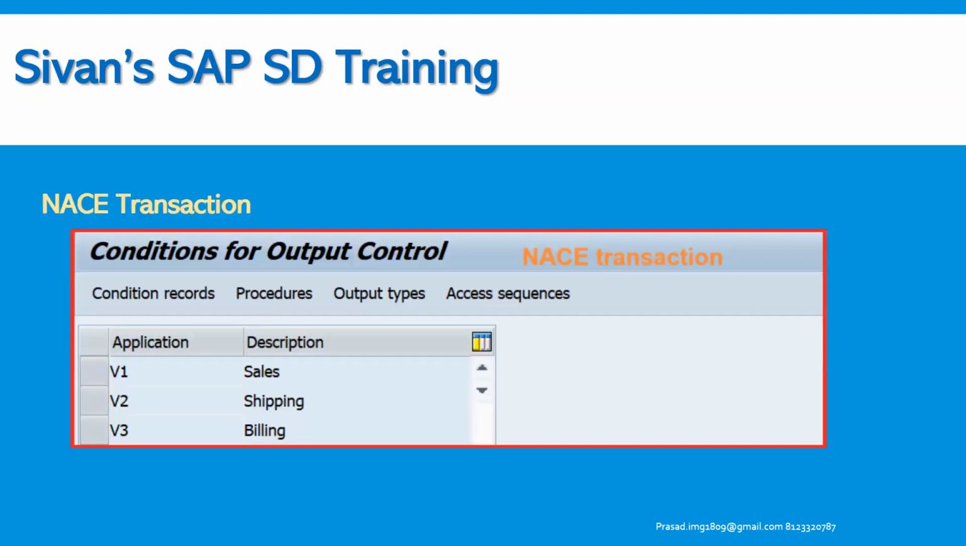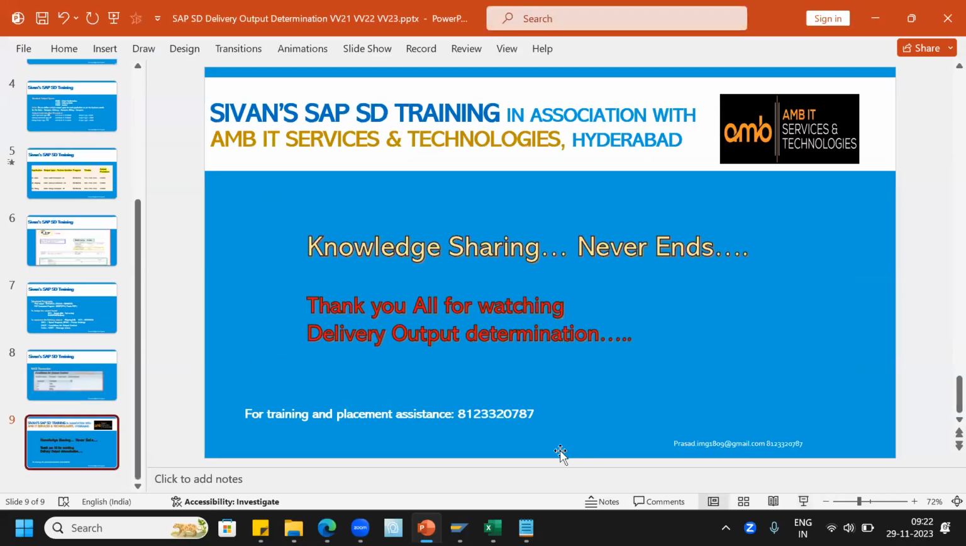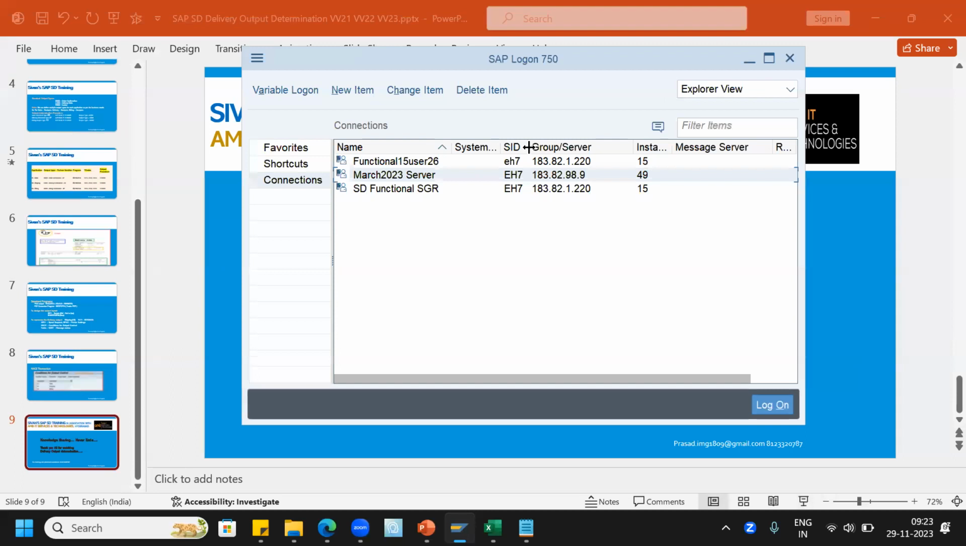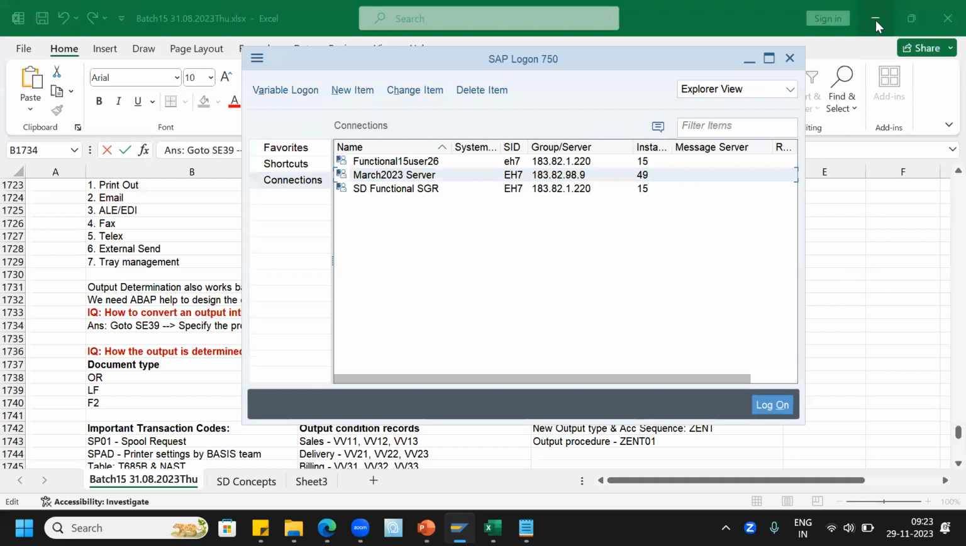So this is the NACE transaction where we can find all the things. Condition records you can maintain by selecting the application, procedures, output types, and access sequences. Everything we can do there. So let us get into the system and see how all the settings of delivery output determination are already done in the system.